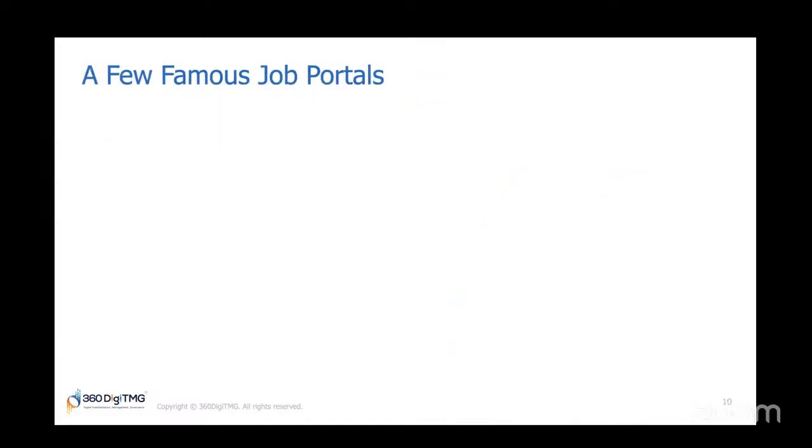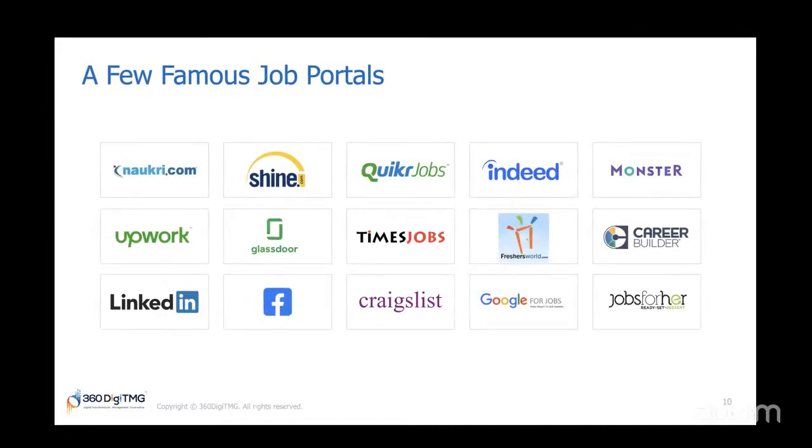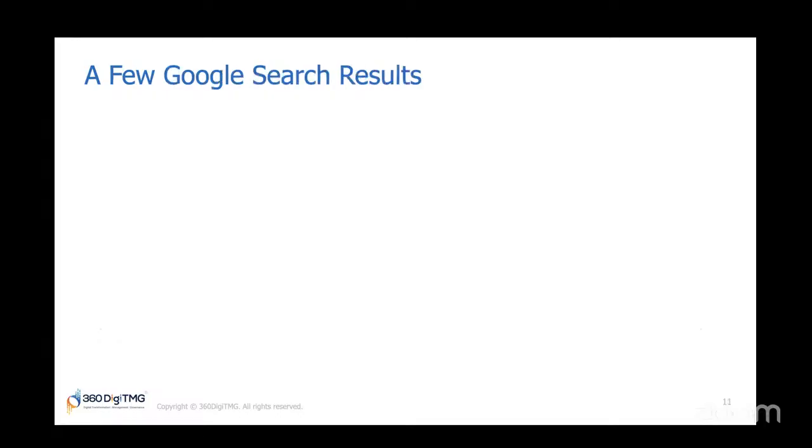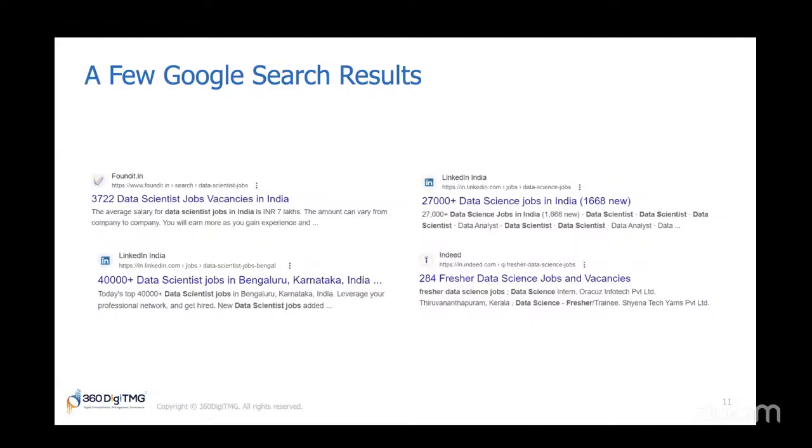There are some famous job portals like Naukri.com, Shine.com, Indeed, and LinkedIn. These are the famous job portals through which you can apply for jobs. Then, how to search for a job in Google. Whatever job role or designation you want for your job, just search for it in Google with some keywords. It will show you results regarding those job descriptions.